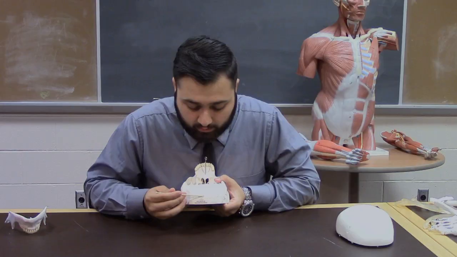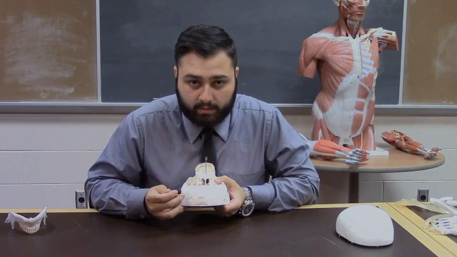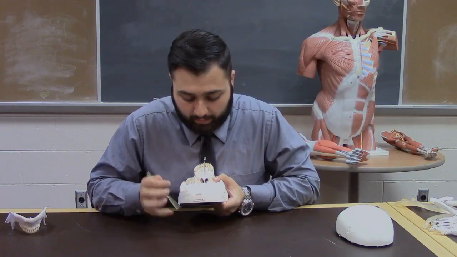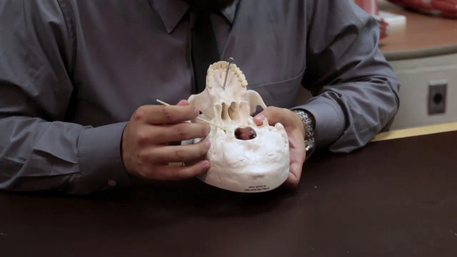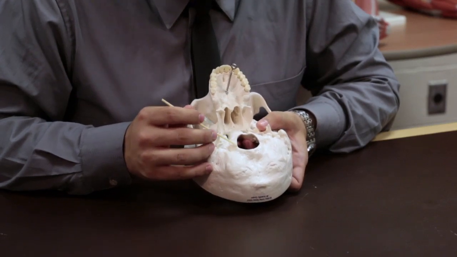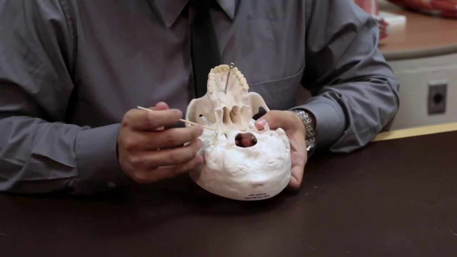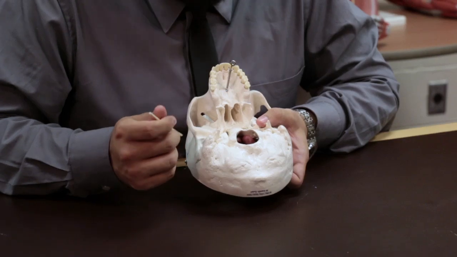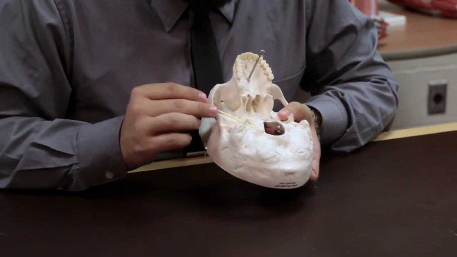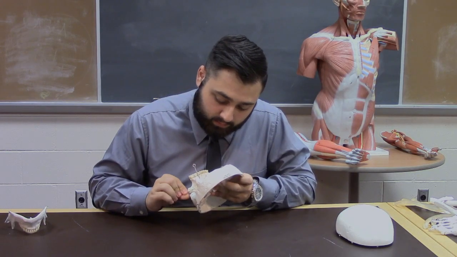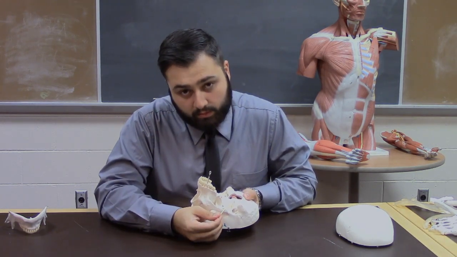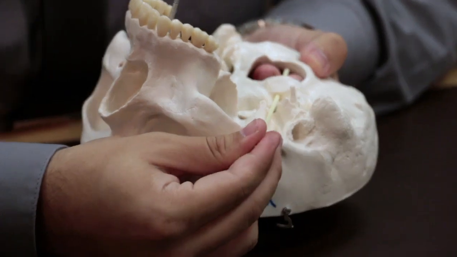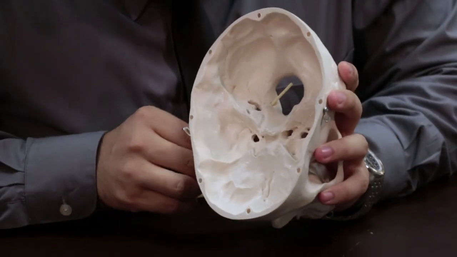Right here, your external occipital protuberance. Okay, that big bump is the external occipital protuberance. Go on to right here, the occipital condyles. Those articulate with the superior articular facets of C1, the atlas. If you can see here, it's a little difficult to see, but right there, that is the hypoglossal canal. Okay, from this view as well.